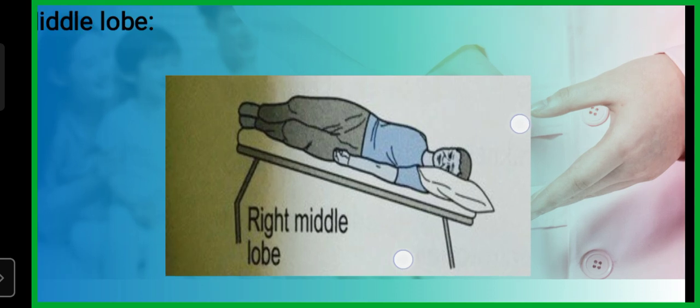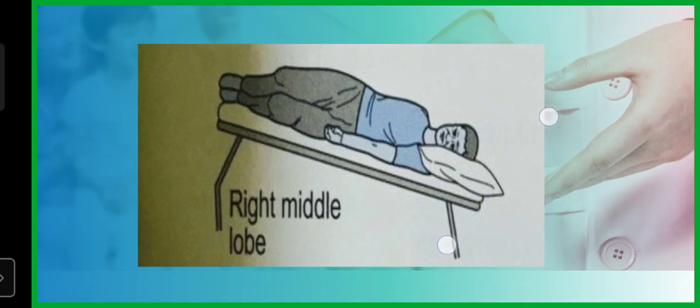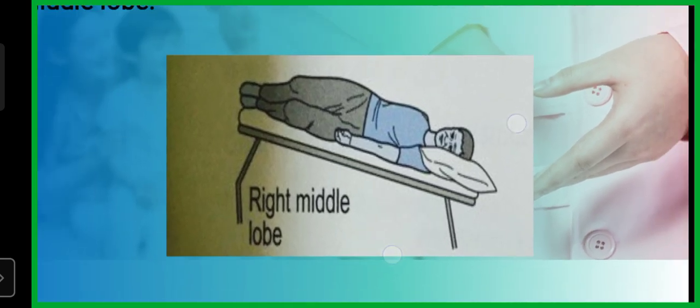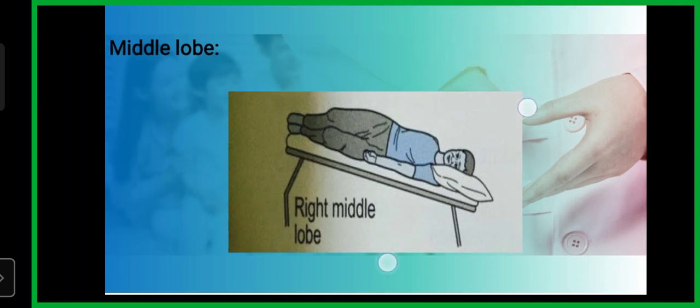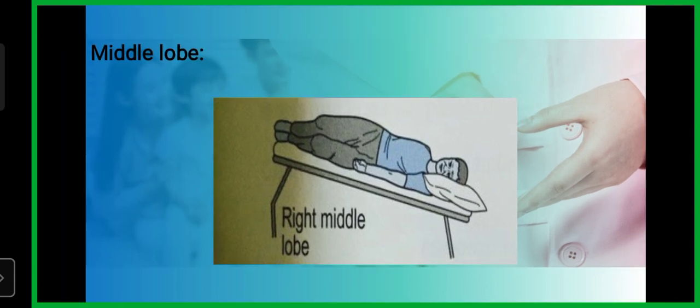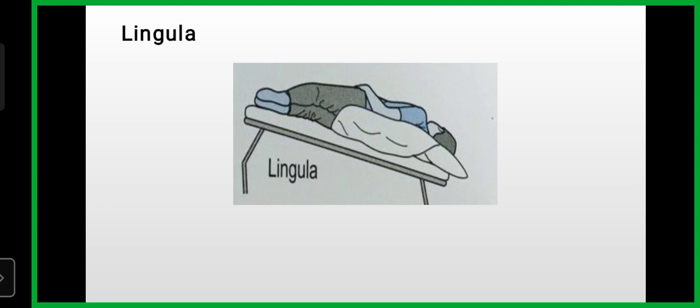You can see in this picture, the shoulder and the head rest on the pillow. The table is tilted 15 degrees and the foot rest is raised to 35 centimeter. Then is the lingula. What is lingula? Lingula is the extension of the superior lobe of the left lung.